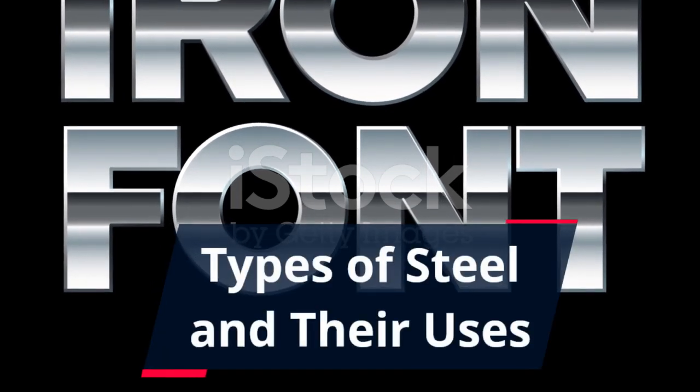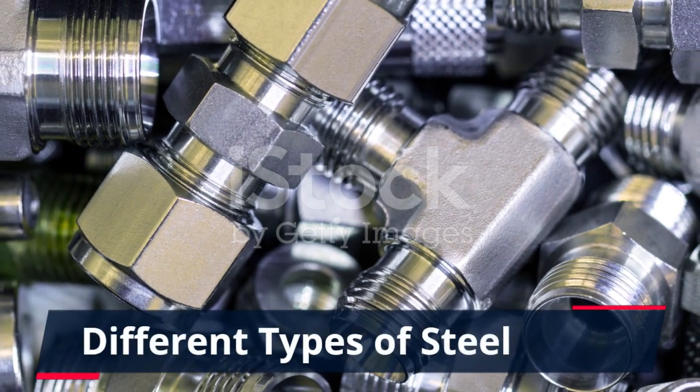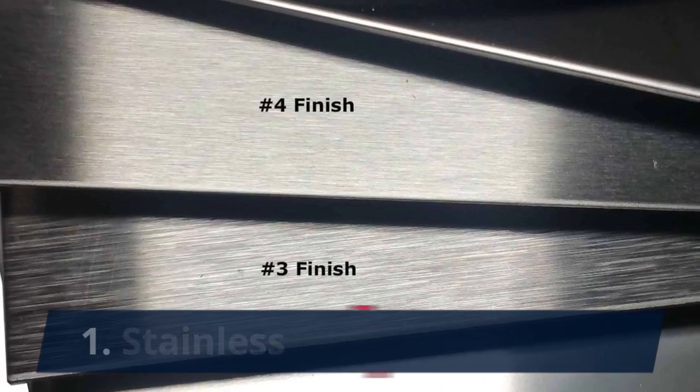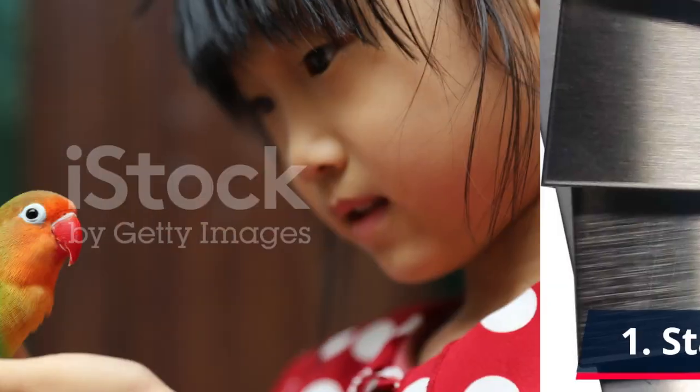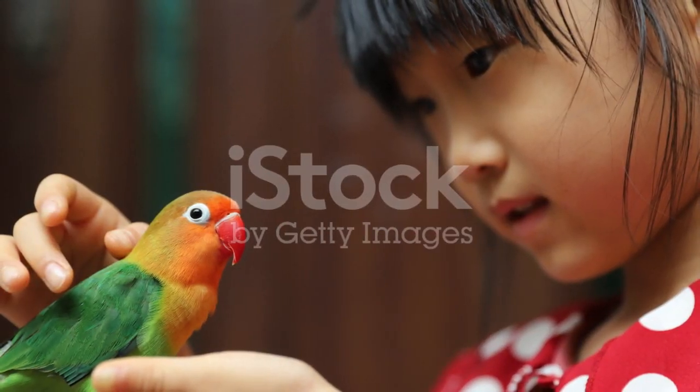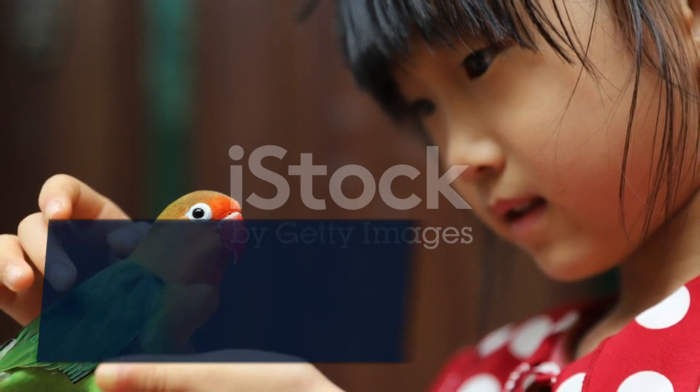Types of steel and their uses. Different types of steel. 1. Stainless steel. Stainless steel is very popular among all types of steels.